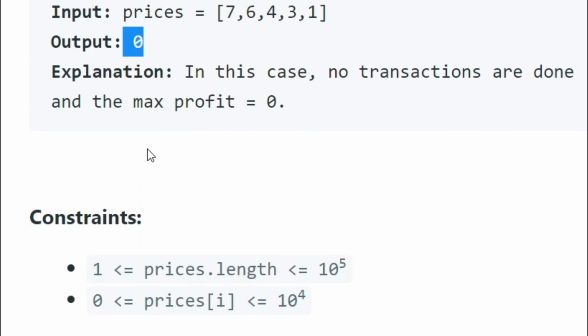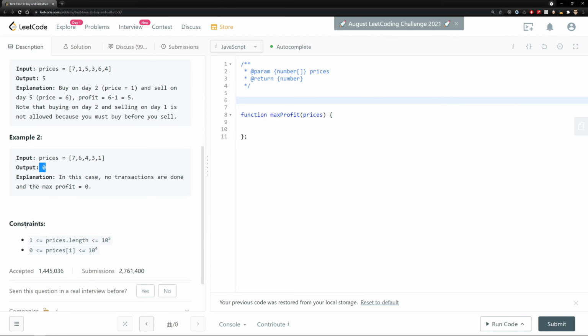Okay, cool. So let's look at some constraints that they list here. The length of this particular array is going to be greater than or equal to 1. That's great. That means it's always going to be at the very minimum 2 numbers because you need 2 numbers to get profit. And also, it's less than 10 to the power of 5. So it could be a long array.